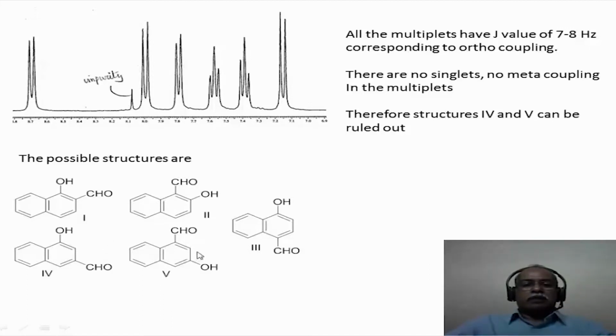In other words, this hydrogen which is adjacent to the aldehyde and the OH, and this hydrogen which is adjacent to the OH in this case and adjacent to the aldehyde in the case of compound 4, cannot be a multiplet with the ortho coupling. So compounds 4 and 5 are essentially ruled out, because the requisite ortho coupling constant is absent for these two hydrogens in this particular ring. So it boils down to identifying compound 1, 2, or 3 for this structure.